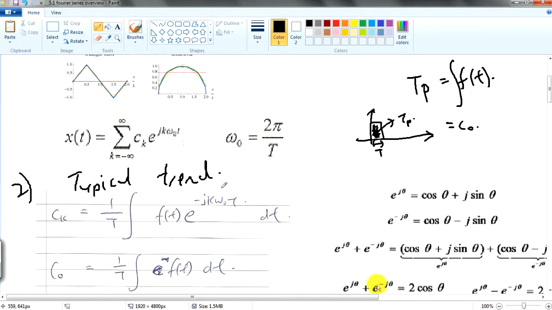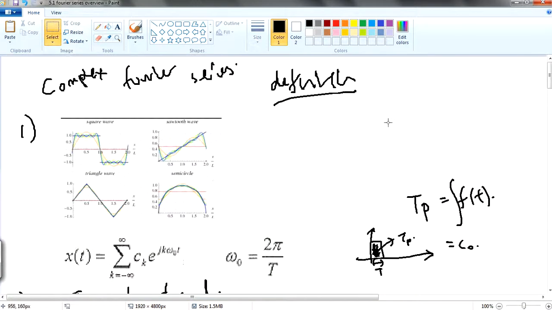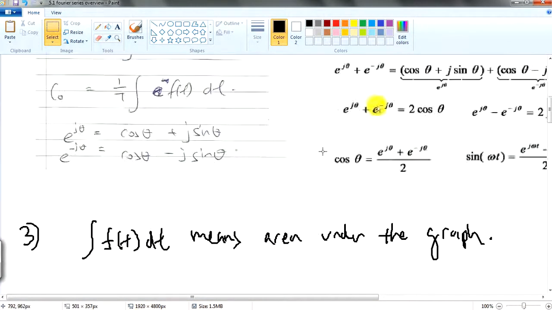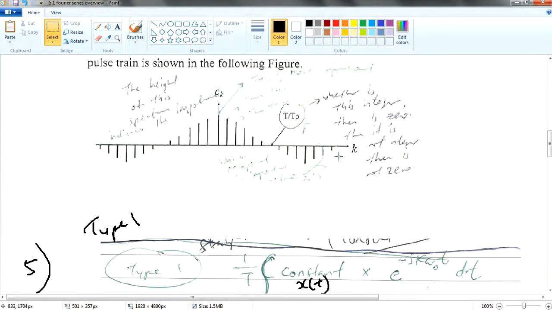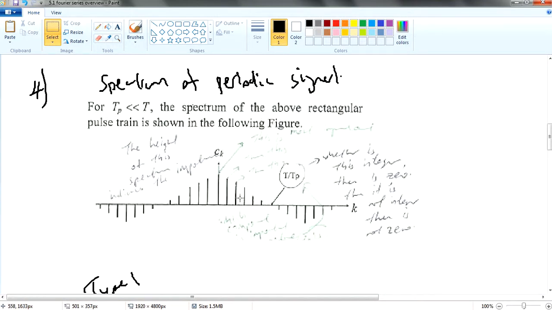Let alone that we do not have the e^(-jkωt), because k is 0 in this case, c0. So therefore the integral over Tp is actually here, which is insignificant compared to some ck over here. So from here you can actually see the correlation between the k's themselves. So this is how it is.